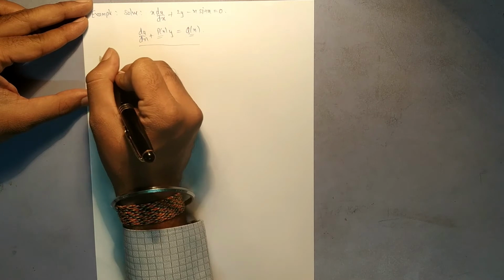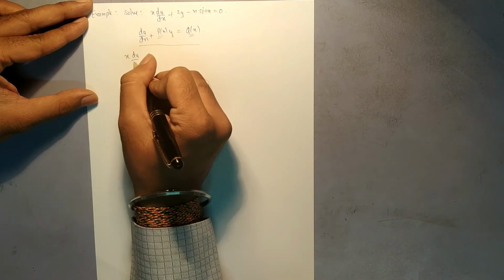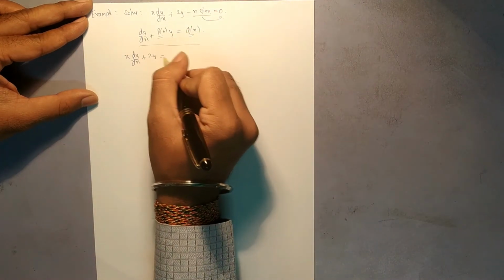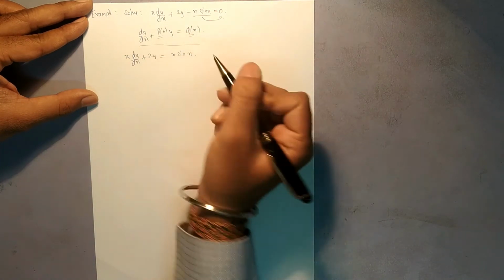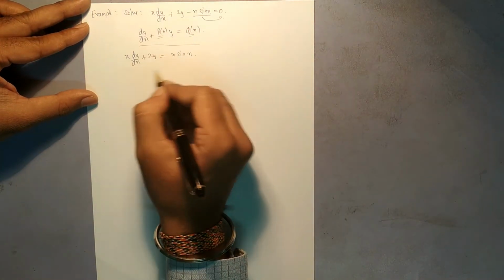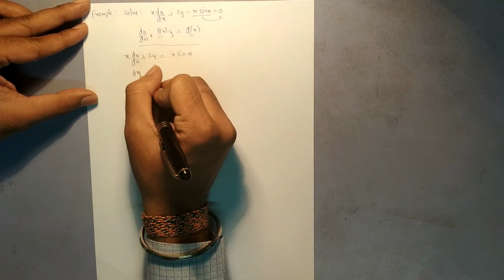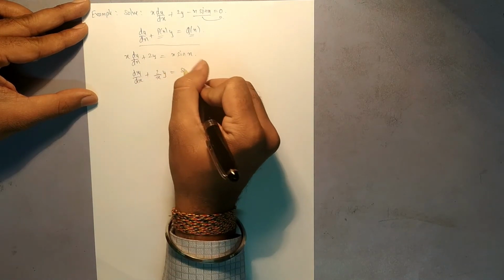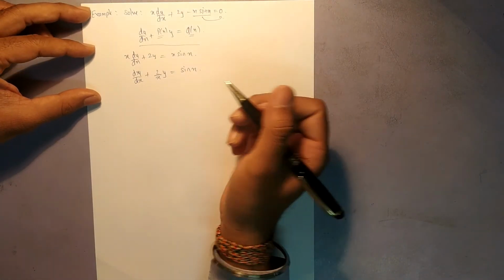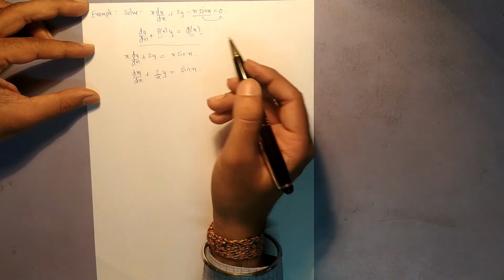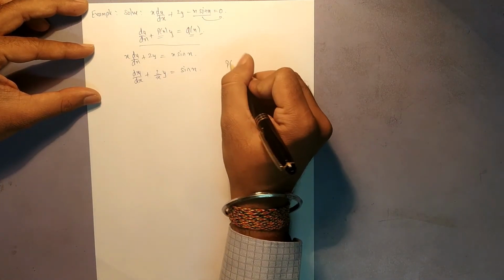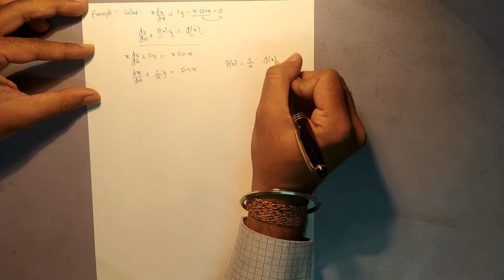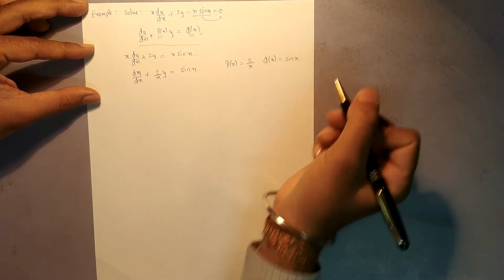So if we consider our differential equation x dy by dx plus 2y, this term I am taking to the other side, so it will become x into sin x. Now if we divide this equation by x, we get dy by dx plus 2 upon x y is equal to sin x. Now comparing this equation with this form, we get p of x is equal to 2 upon x and q of x is equal to sin x.